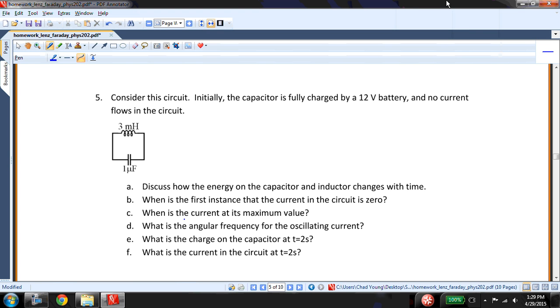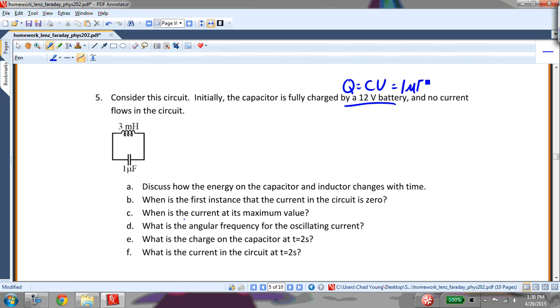Okay, let's look at this LC circuit. Here I have a 3 millihenry inductor with a 1 microfarad capacitor, and it says that the capacitor is fully charged by a 12-volt battery. All that's saying is that I have a charge on this capacitor that's equal to 1 microfarad times 12 volts. So that means that it has 12 microcoulombs of charge.